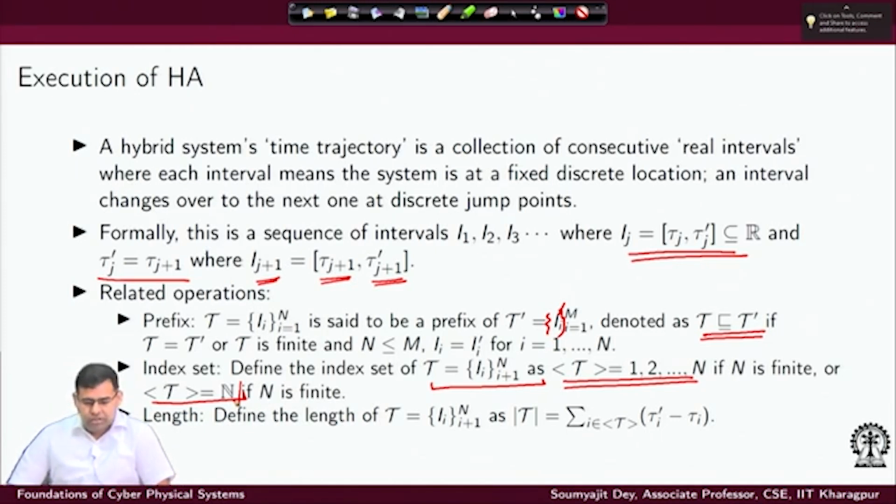Now, what is the length of a time trajectory? We can figure out the length simply by adding the consecutive intervals' real values. You take each index from the index set, given by the angle brackets of tau, containing the indexes 1, 2, 3, like the indexes of each of these intervals. For each of these indexes, you have the finish time and the start time. This subtraction gives you that interval value, and you just sum it up. That will give you the length of the run of the hybrid automata, or the time trajectory.